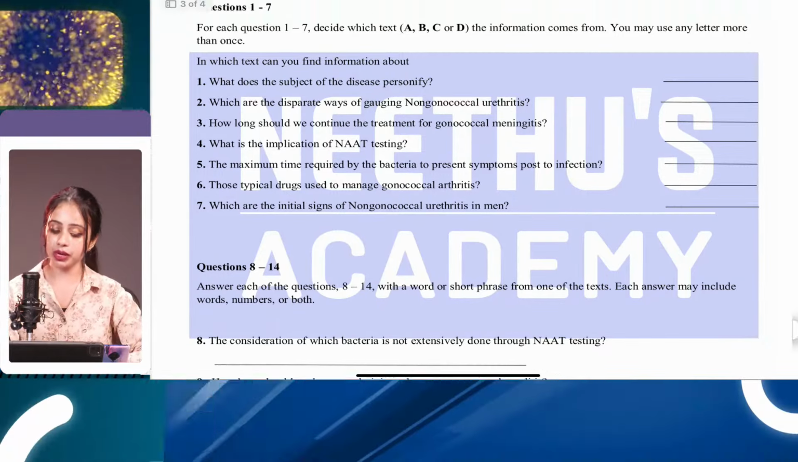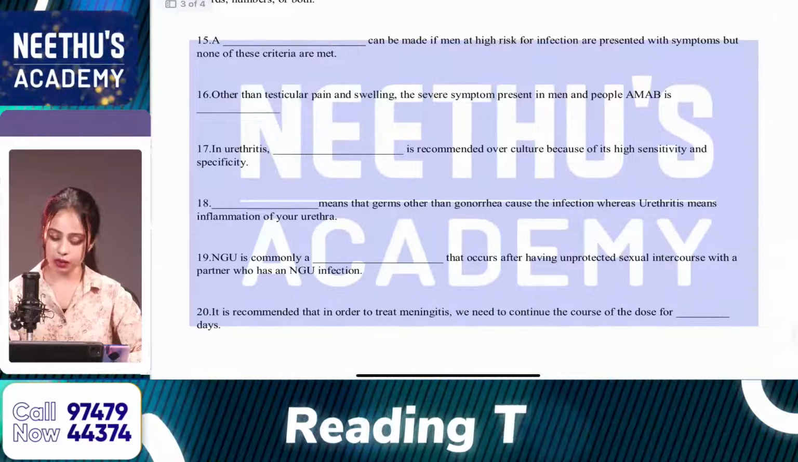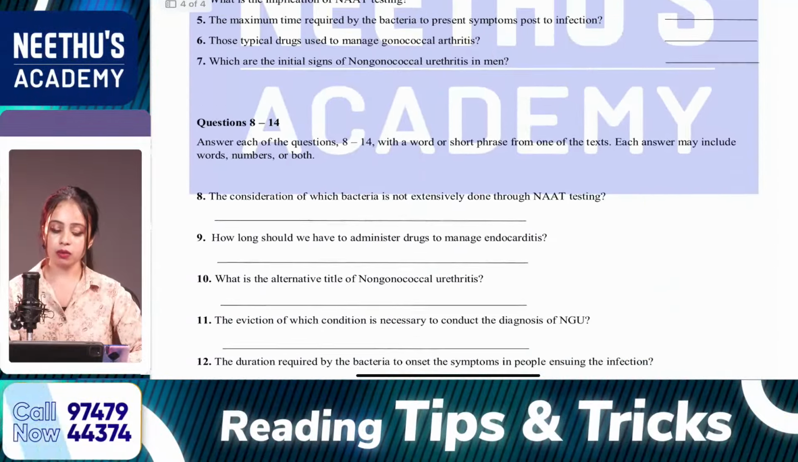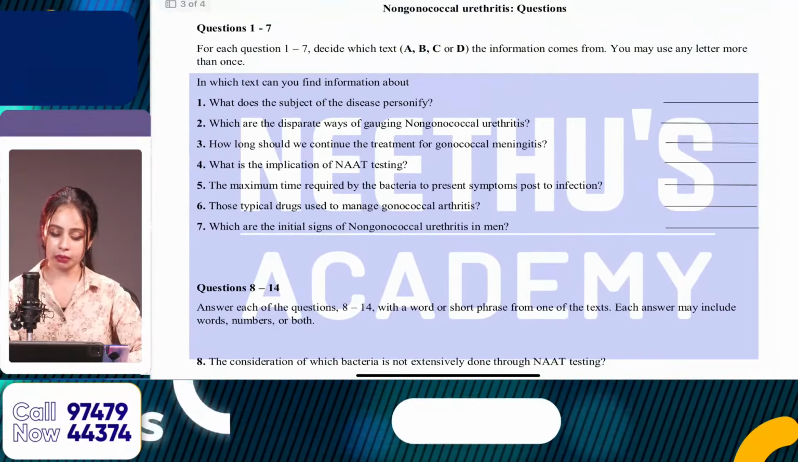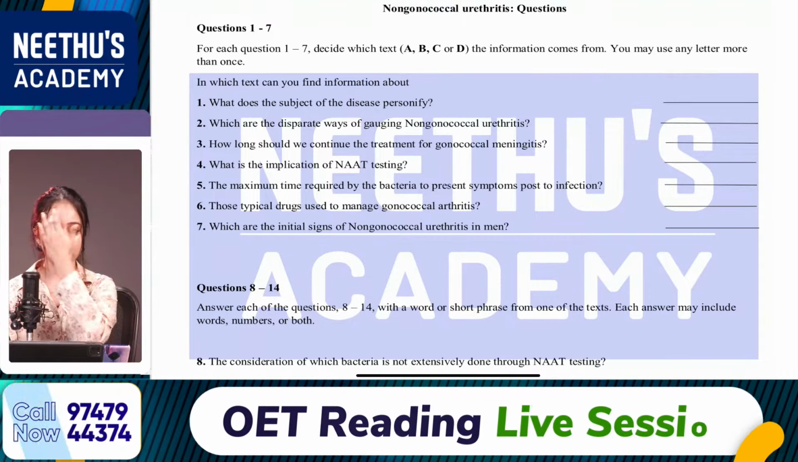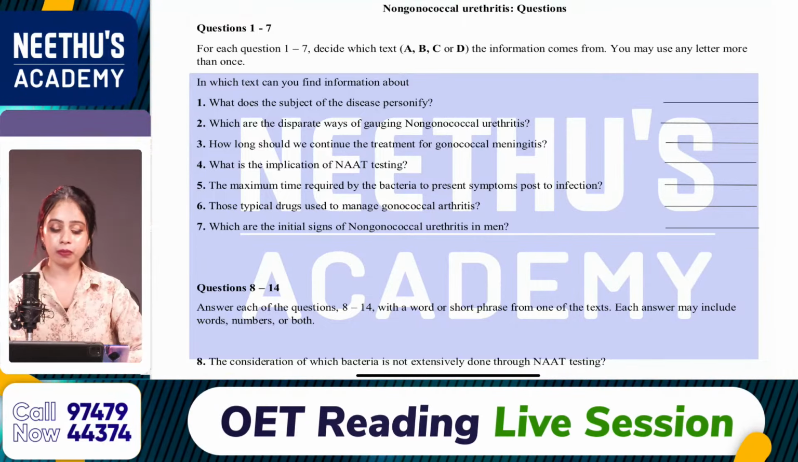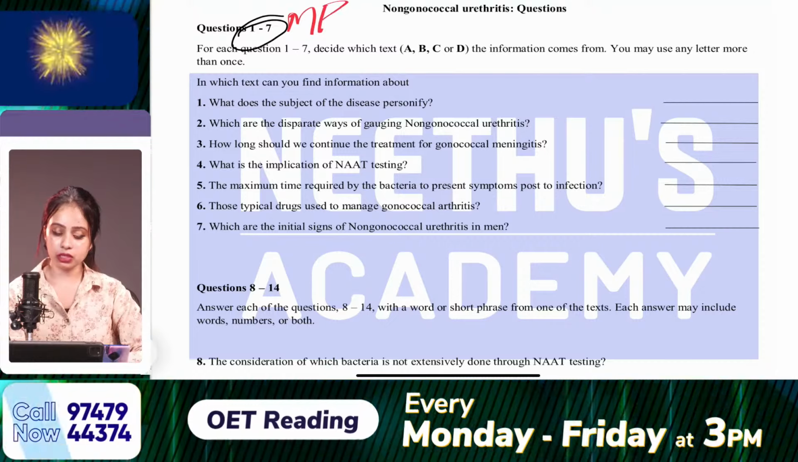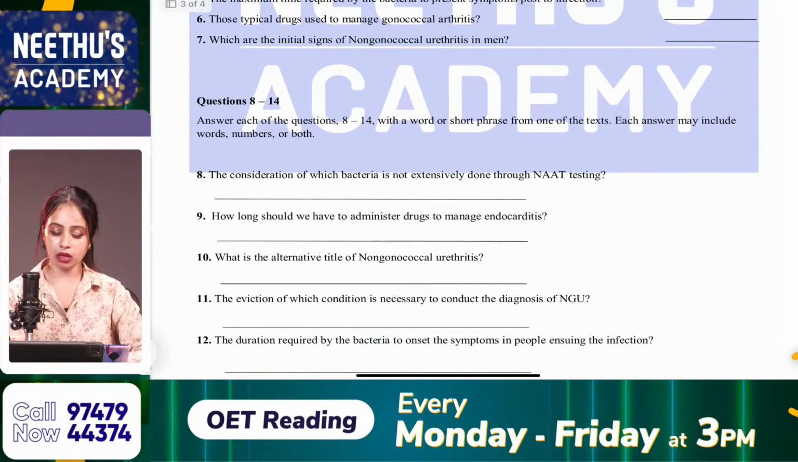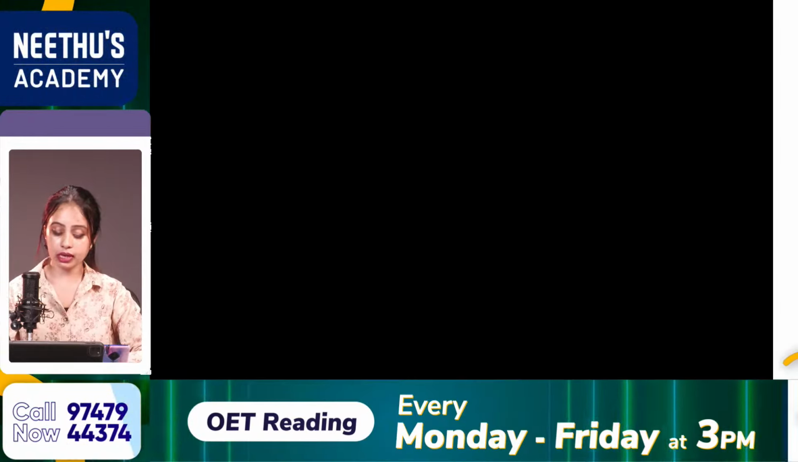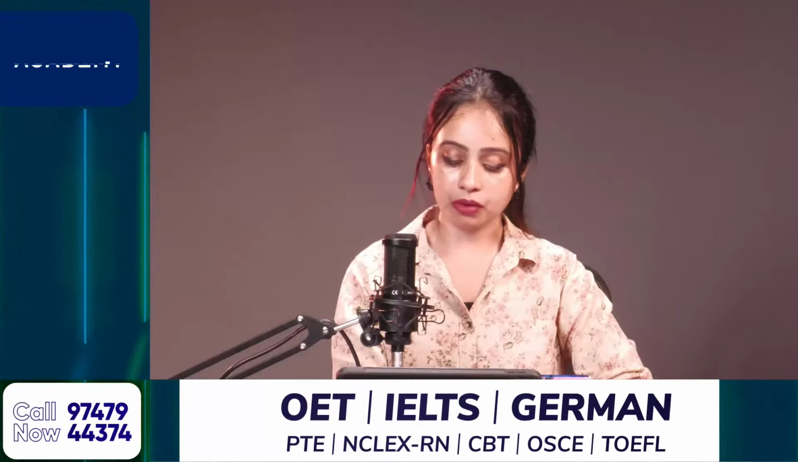Okay, so we have 20 questions as you can see here, 1 to 20 questions, and they can be categorized into 3 categories. Questions 1 to 7 are match the following questions, 8 to 14 are short answer questions, and the last ones, 15 to 20, are fill in the blanks, right?